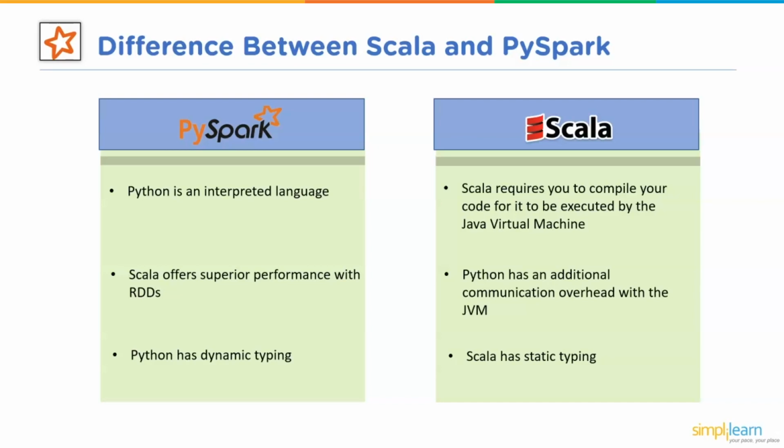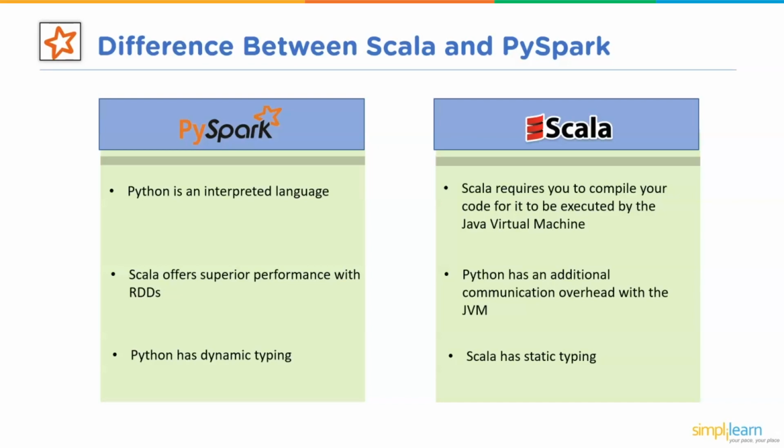So the next difference is based on the performance. Spark offers two APIs, the high-level one, where data frames and data sets are found, and the low-level one, which uses resilient distributed datasets. Scala offers superior performance with RDDs because Python has an additional communication overhead with the JVM. However, Python should not cause you any performance issue.